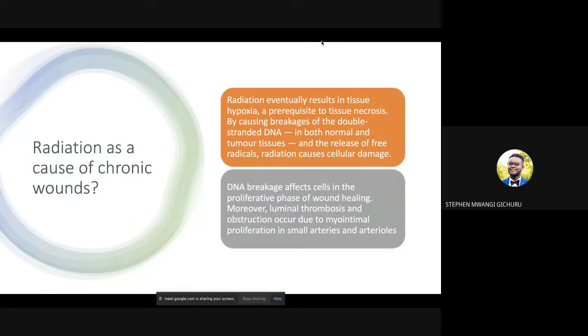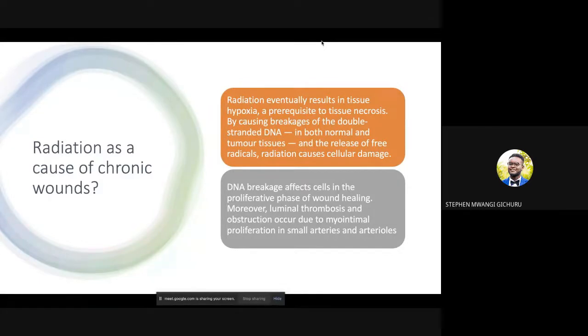Radiation. Rashid, Fatma, how does radiation cause poor wound healing? I'm sorry, Doc. I don't know. Okay.